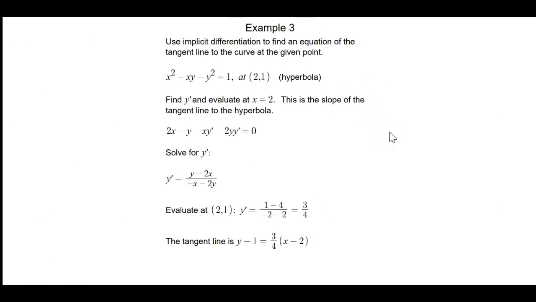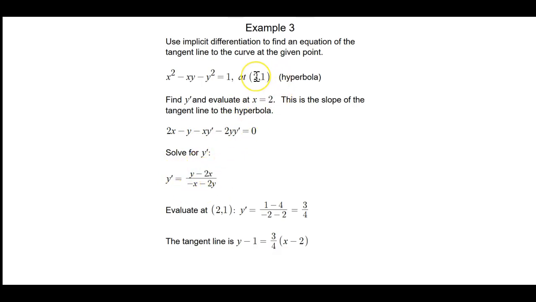And then another example is one of those examples where it says to find the equation of the tangent line to the curve at the given point. So this is a hyperbola, and we want to find the equation of the tangent line to it at the point (2, 1). Again, we're going to use implicit differentiation, and it's a little bit less involved in this one. But again, this is a product. We're going to use the product rule here. And then we solve for y prime.